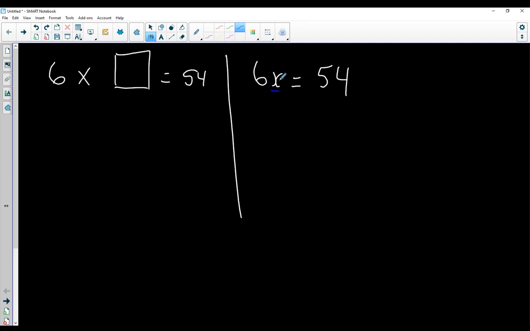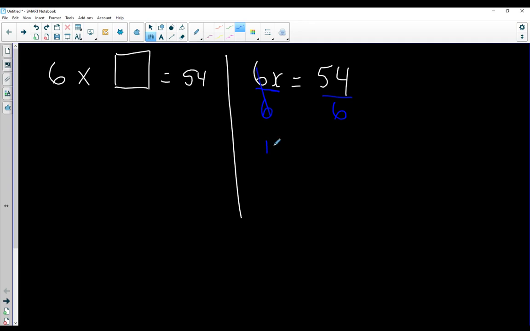So what is happening to x here? x is being multiplied by 6. So what is the opposite of multiply by 6? Well, divide by 6. So I'm just going to show it like this. Now, what you do to one side of the equal sign, you must do to the other side of the equal sign. So 6 divided by 6 would cancel out.